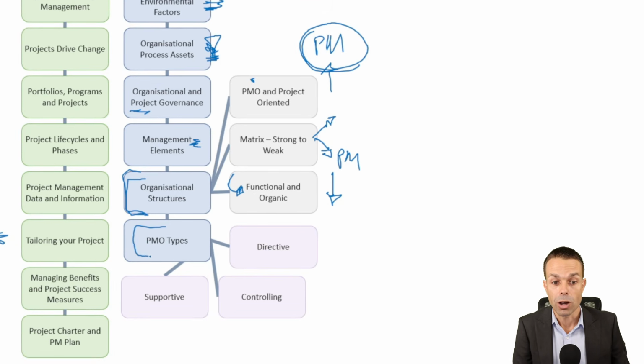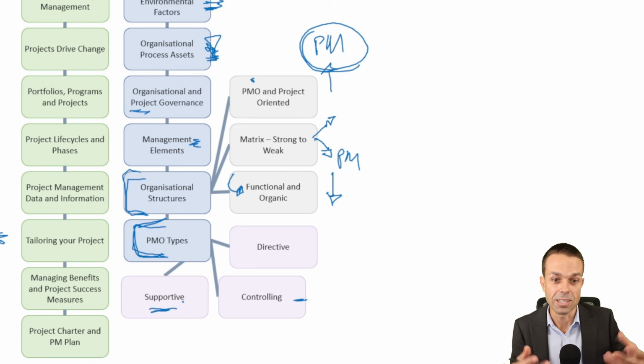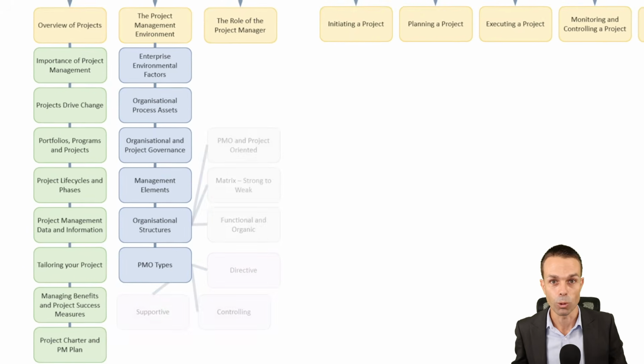There are different PMO types, project management organizations or offices, sorry. They might be directive, controlling, or supportive. Directive takes control over the whole thing. Controlling gives frameworks and ideas and ways of working and says operate within these frameworks. And supportive just gives templates and says, here are some ideas and you can use these if you really want to. We're here to support you.